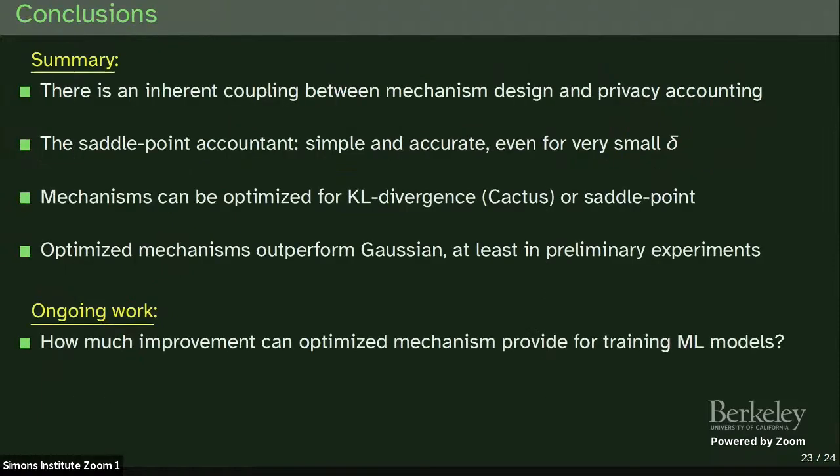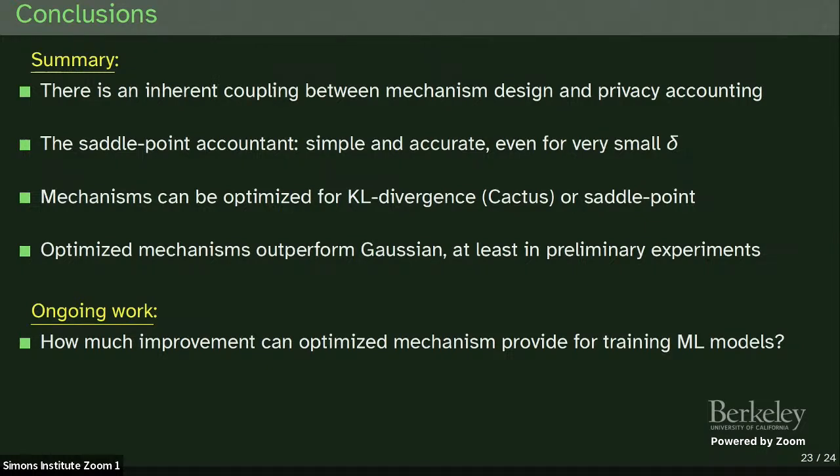Okay, so let me just conclude. The main point I'm trying to make is that there is a coupling between mechanism design and privacy accounting. I talked about the saddle point accountant, which is simple and accurate even for very small epsilon. And then you can use this insight to optimize mechanisms either from KL divergence, which was this thing called the Cactus Mechanism, or from the saddle point itself. And the optimized mechanisms seem to outperform Gaussian, at least in these preliminary experiments.